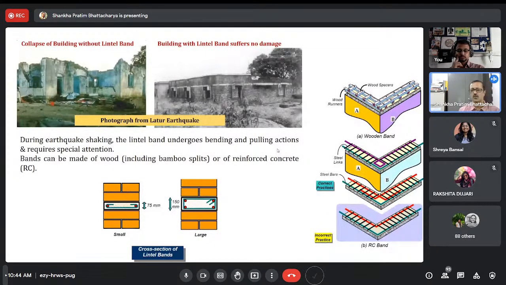Even our code and other bodies actually allow wooden bands also, because in village areas wood is cheap. Maybe you can go for seasoned wood, and instead of the reinforcement bar you can go for the wooden band also. In fact, you can sometimes use bamboo also, a strip of bamboo.